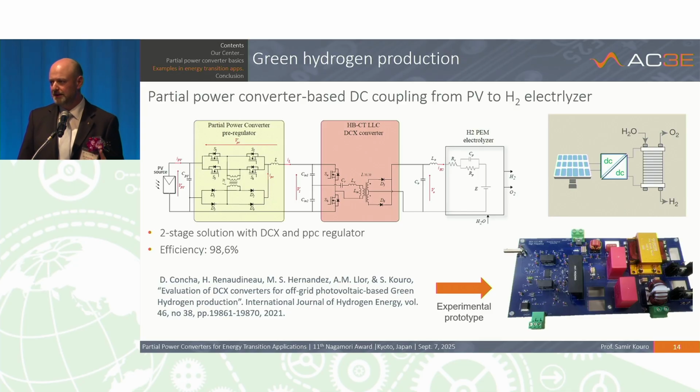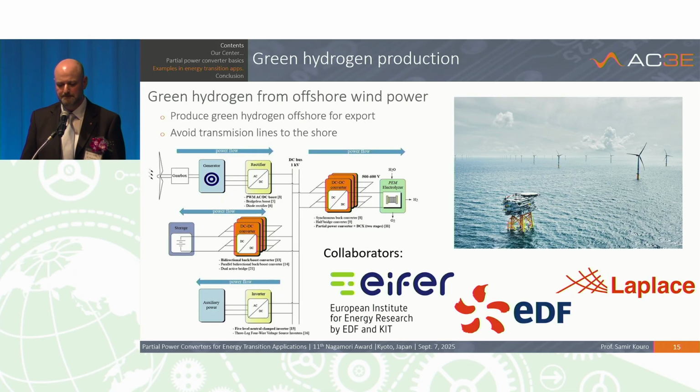Electrolyzers operate with DC current. The photovoltaic model is also with DC current. So using the DC-DC structure was straightforward. And here we also achieved very high efficiencies of 98.6%.